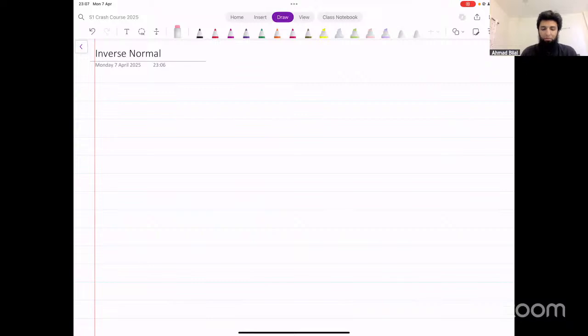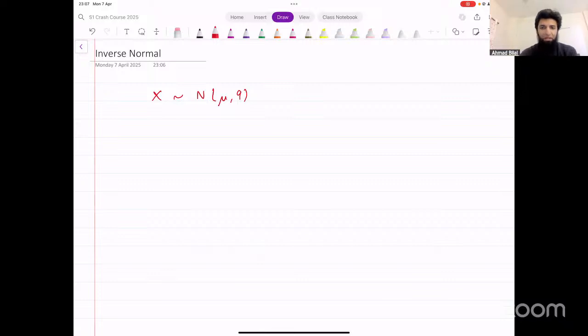Now, let's take an example to understand this. Let's say you have a variable x, and this is normally distributed with mean mu. We don't know what the value for mu is. And the variance is, let's say, 9. Okay, that's what we have. We have a variable x. It is normally distributed with mean mu and variance 9.